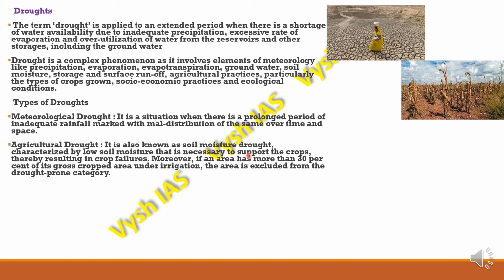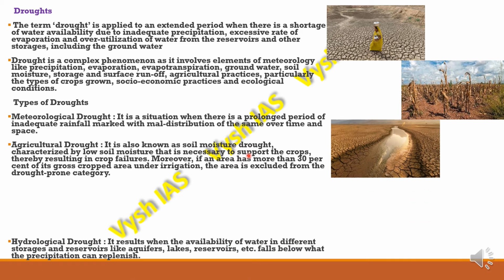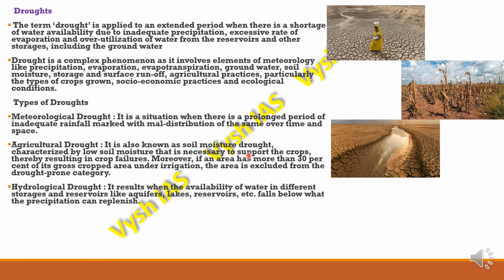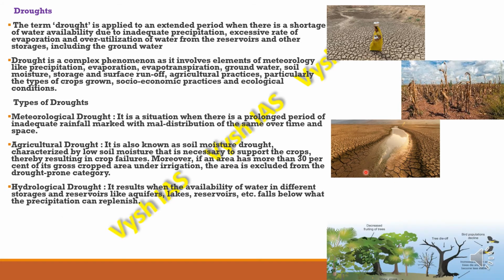But when the drought happens, it will result in crop failures, and moreover, if an area has more than 30% of gross cropped area under irrigation, the area is excluded from the drought-prone category. Hydrological drought results when the availability of water in different storages and reservoirs like aquifers, lakes and reservoirs falls below the amount of precipitation that can replenish it. You can see in this picture.